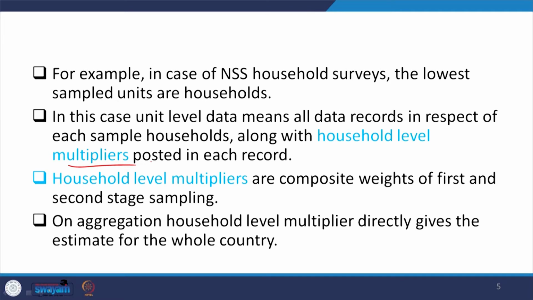We will show you in the next to next slide what we mean by those multiplier or layout files, and how these are defined. So far as household level multipliers are concerned, these are defined as composite weights of first and second stage sampling. So obviously I will have a question on what you mean by first stage and second stage sampling, and accordingly how the multiplier is defined. On aggregate household level, the multiplier directly gives the estimate for the whole country, whereas on the disaggregate level you will stick to a particular unit. Okay.